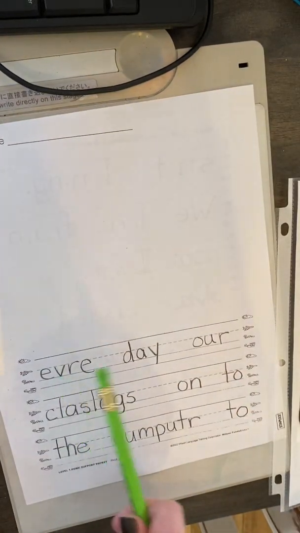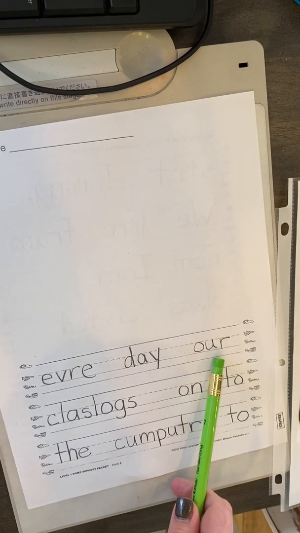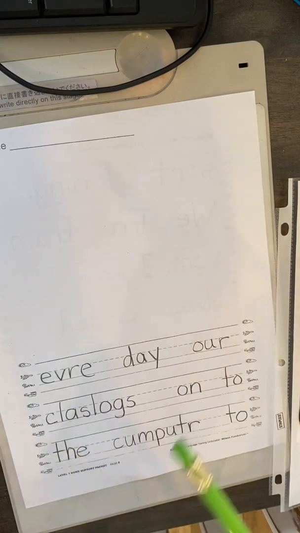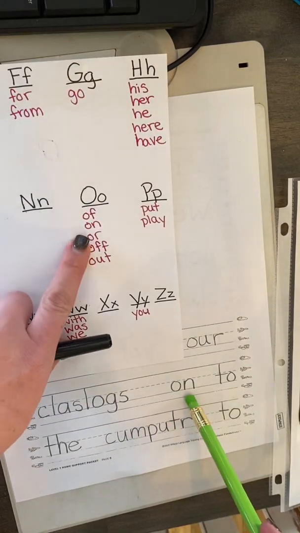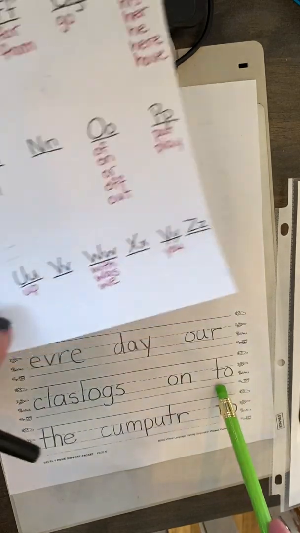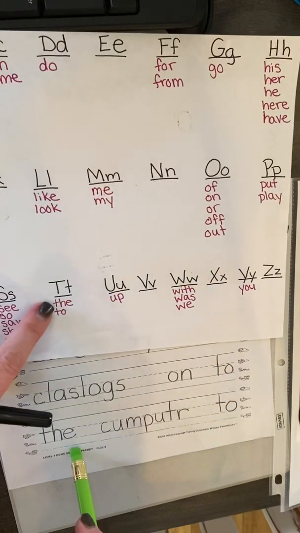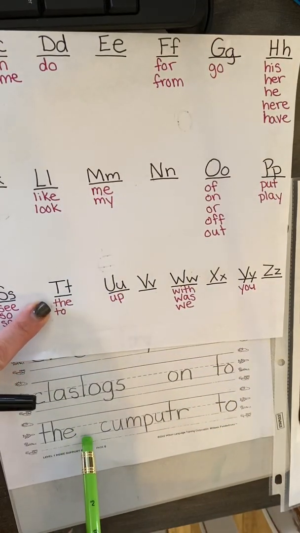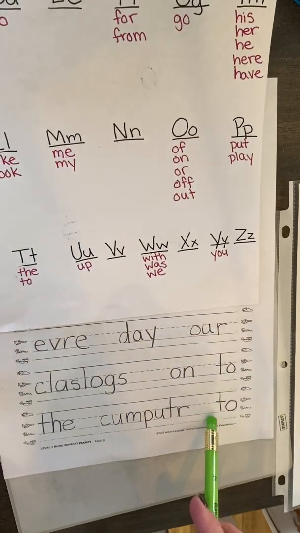Every is not a popcorn word. Day is not a popcorn word. Hour is not a popcorn word. Class is not a popcorn word. Logs is not. On is a popcorn word. O-N. On. It's spelled correctly. To is a popcorn word. T-O. It's spelled correctly. The is a popcorn word. T-H-E. It's spelled correctly. To. T-O. It's spelled correctly.